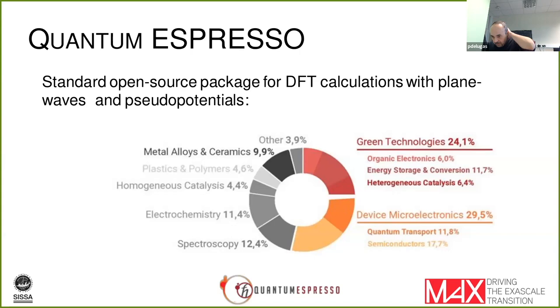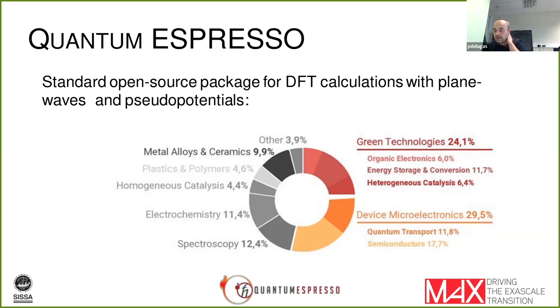As we can see, we have quite variegated types of research and materials that can be studied with Quantum Espresso, and we have applications that go from spectroscopy to electrochemistry, device microelectronics, and batteries, and other technologies related to new green materials and catalysis, and many others.